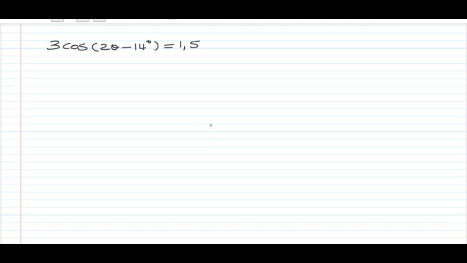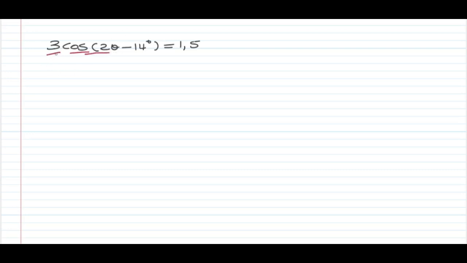Can we solve this one? I have 3 cos of (2 theta minus 14) equated to 1.5. So now we need to solve for theta. Remember, the aim is to isolate the cos of the angle on one side.